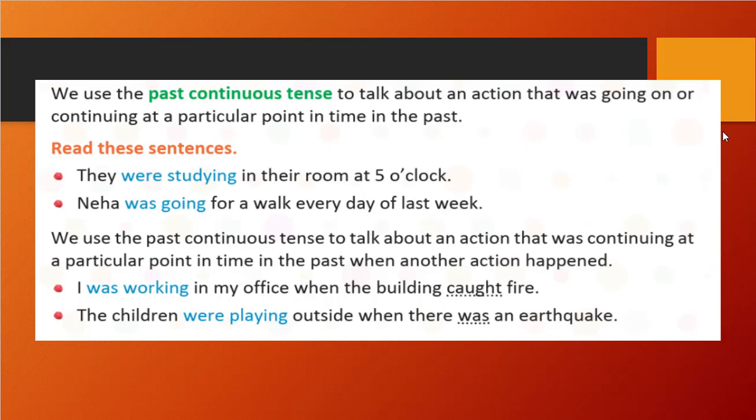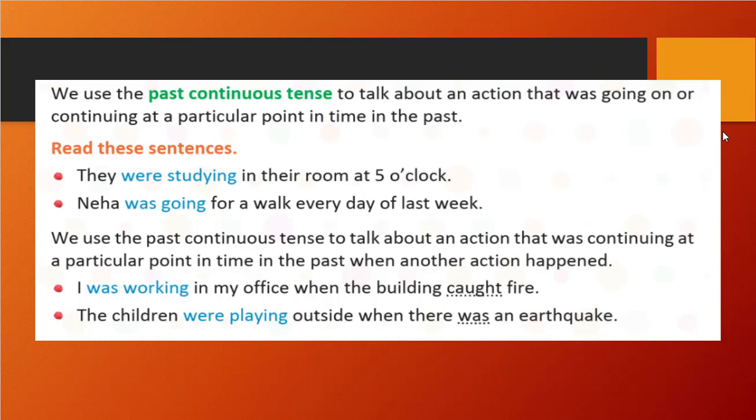We will use the continuous tense to talk about one action that was continuing at a particular point. That means it is continuously going on, happening continuously in the past, with another action when another action happened. That time we will use past continuous tense. You can see here, I was working in my office when the building caught fire.